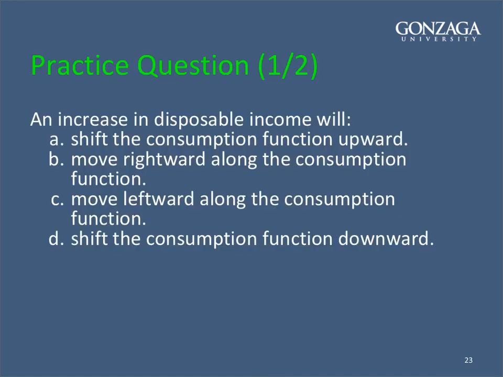Okay, practice question. An increase in disposable income will, so this is, again, your disposable income is Y minus taxes plus transfers. So that's that example of suppose I cut your taxes. Is that a shift? We know it's not a shift. Anytime something moves along the axes, it is not a shift. It's going to move, right? In this case, it's going to move right.